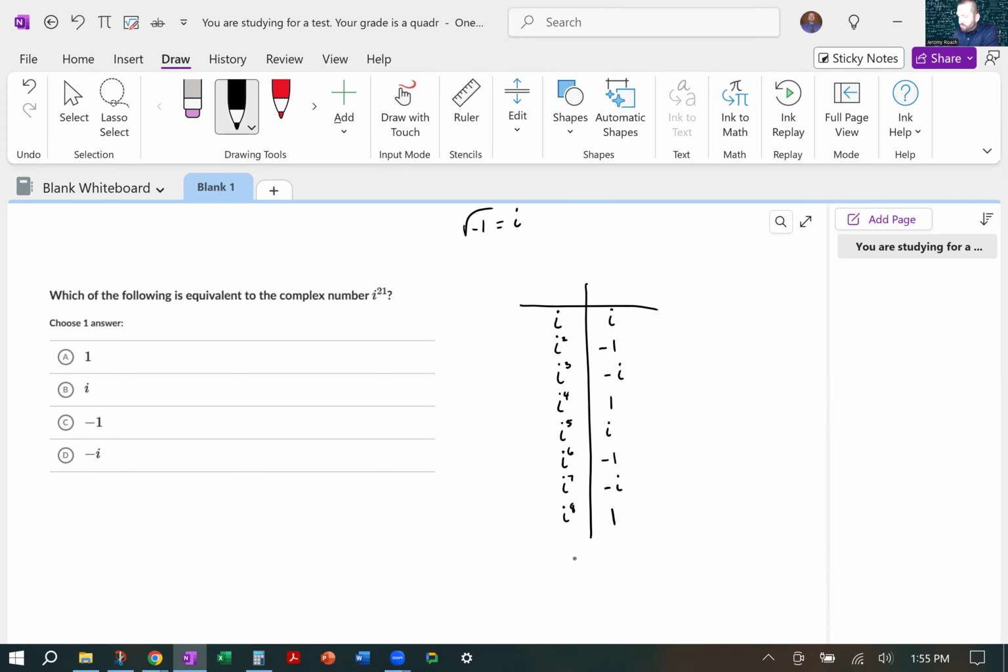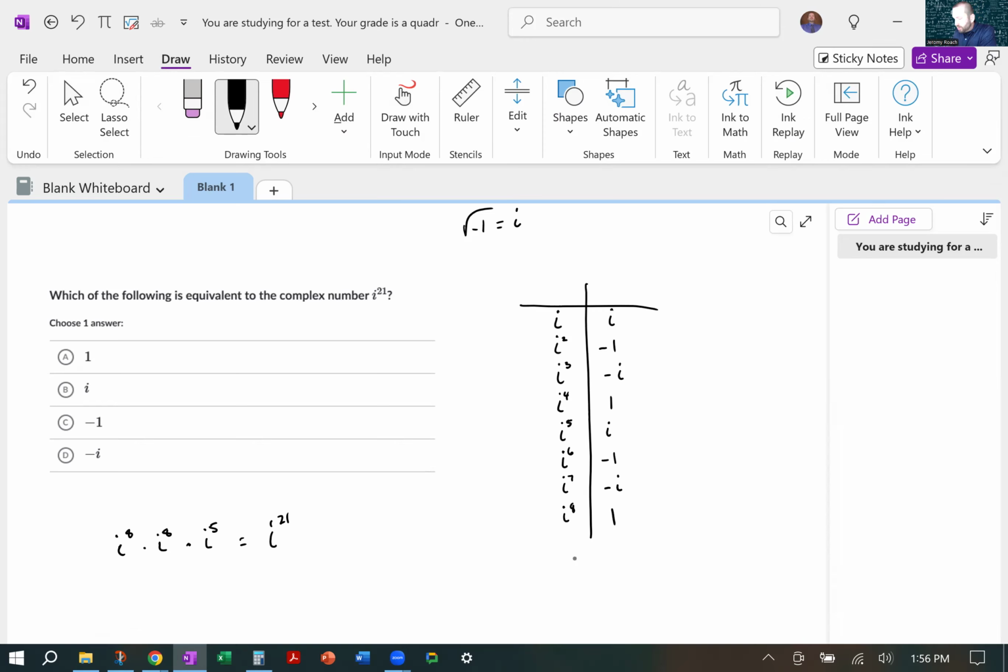We already have through powers of 8 so far, so we could say i to the 8th times i to the 8th. That's already given us i to the 16th. And then to go from 16 to 21, we have to add 5. So we're going to multiply by i to the 5. Remember, we're always adding our exponents. So we're going to add all these, and that's going to be i to the 21.